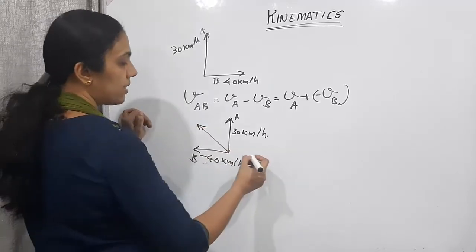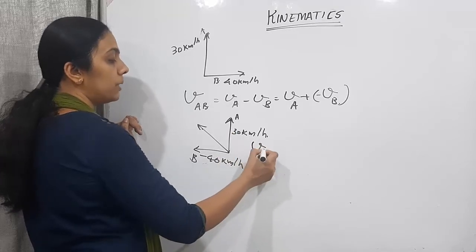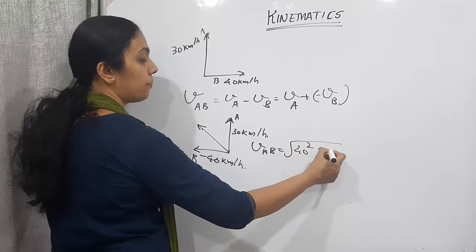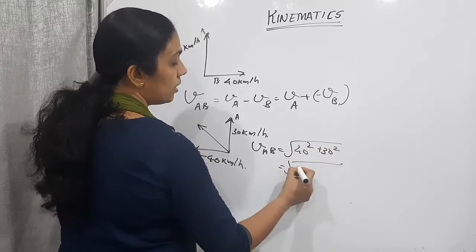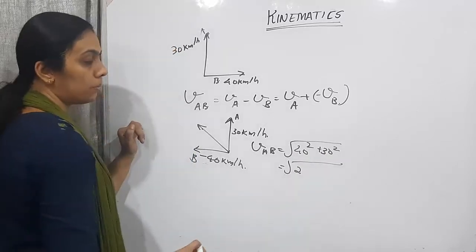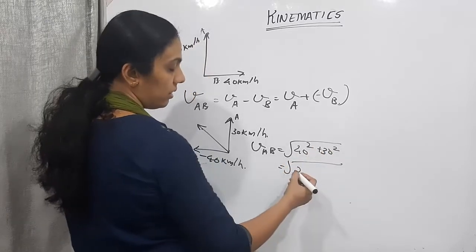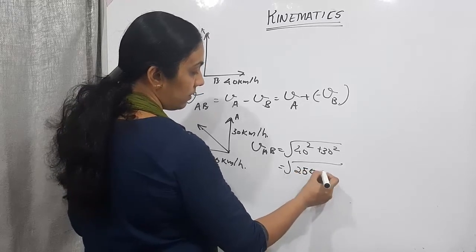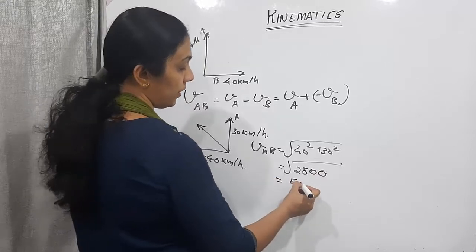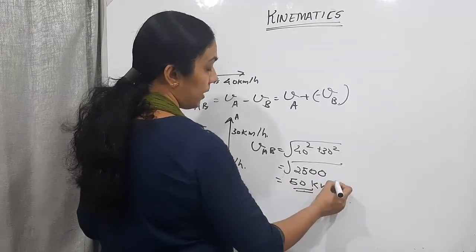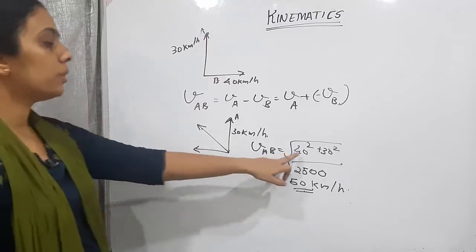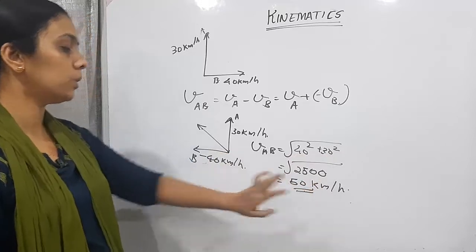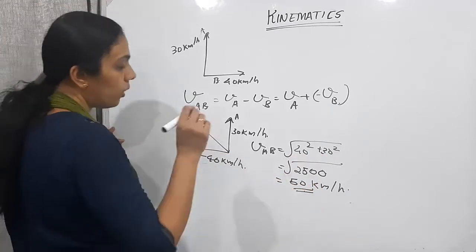Okay. So, here resultant vector, how can we find out? VAB will be equal to root of 40 square plus 30 square. Therefore, it is equal to root of 1600 plus 900, that is equal to root of 2500. So, it will be 50 km per hour. Okay. So, 4 square 16, 3 square 9, 25, then 2 zeros. 50 km per hour we are getting. Now, direction.